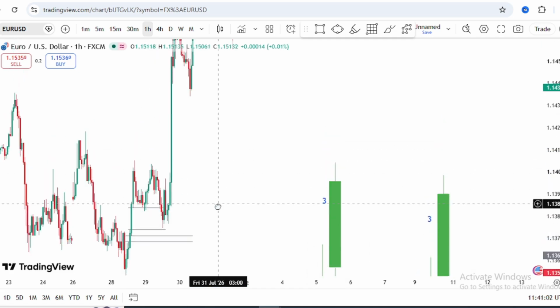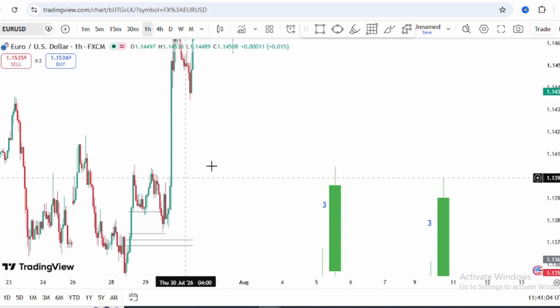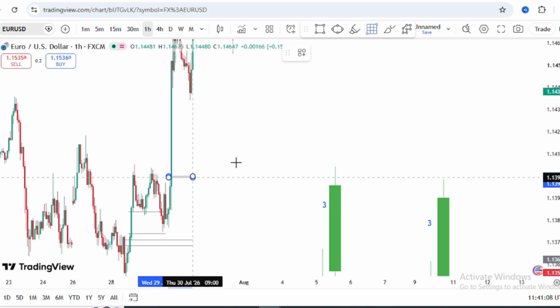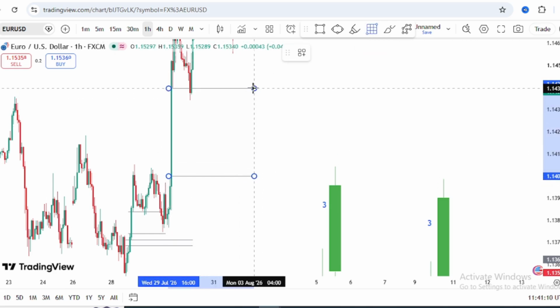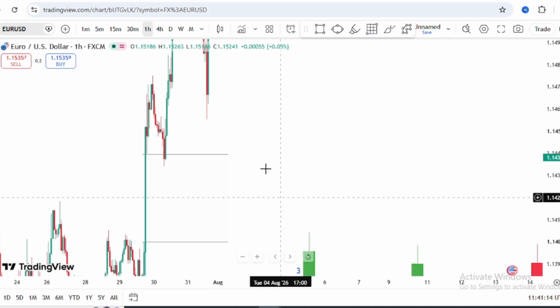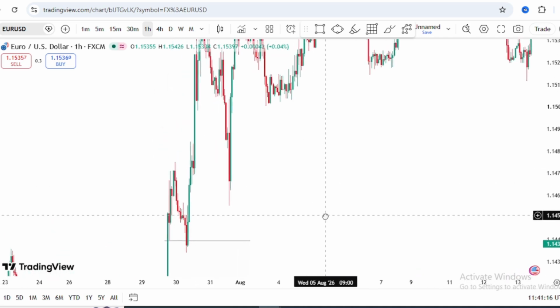The next one is here. There's a fair value gap. Thus, we have three candle sequence. Price traded and filled it partially. It did not fill all of the fair value gap. And there's another one here.